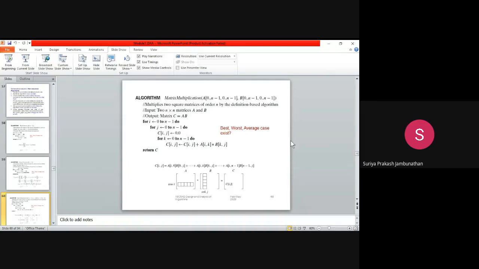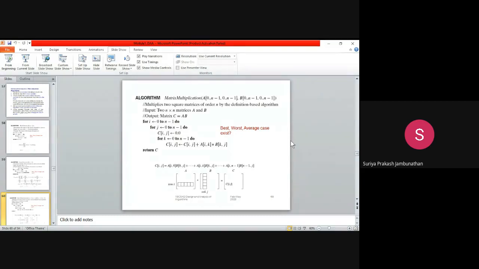For this, we have the algorithm: multiplies two square matrices of order n by the definition-based algorithm. So we have to take two square matrices of order n. So a 2 cross 2 matrix or a 3 cross 3 matrix, you have to decide. A 2 cross 2 matrix means you will have 2 rows and 2 columns. A 3 cross 3 matrix means you will have 3 rows and 3 columns. According to the rows and columns of the matrix, we have to decide the input.